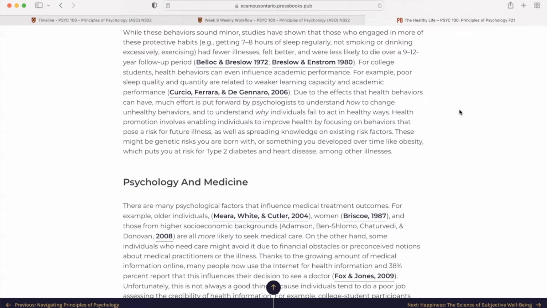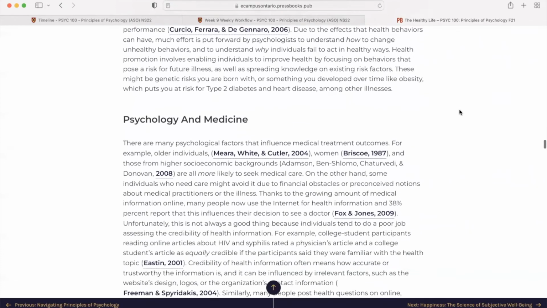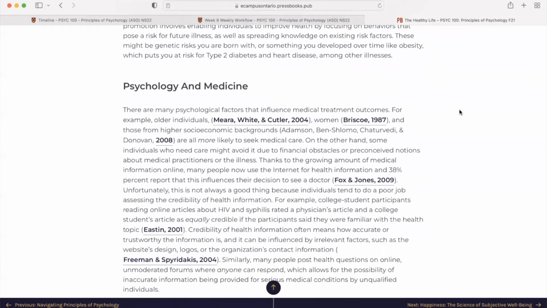Health promotion involves enabling individuals to improve health by focusing on behaviors that pose a risk for future illnesses, as well as spreading knowledge on existing risk factors. These might be genetic risks you are born with or something you develop over time, like obesity, which puts you at risk for type 2 diabetes and heart disease, among other illnesses.